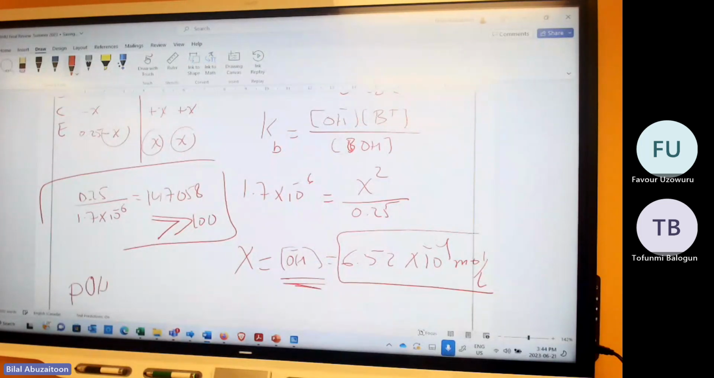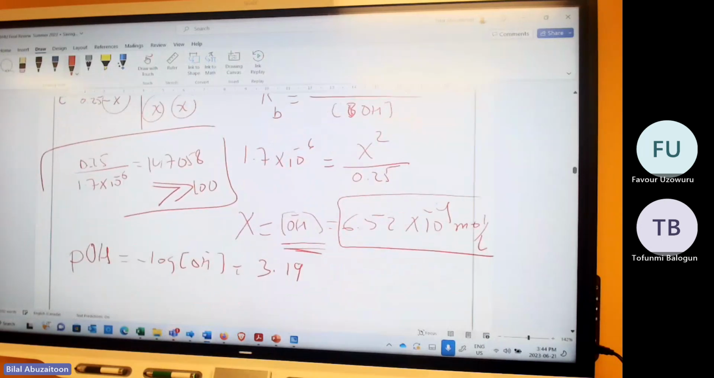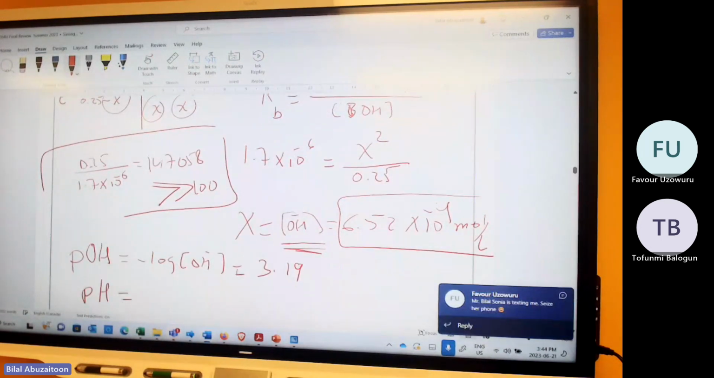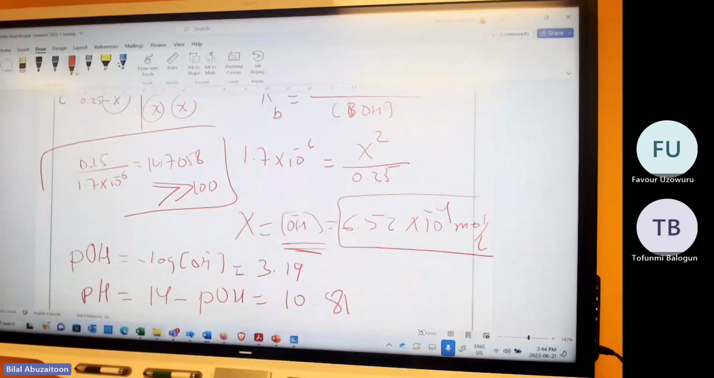What can I find from the concentration of OH minus? pOH, right? Equals minus log the answer, equals 3.1819. Okay, so in this case pH equals 14 minus pOH, equals 10.81. This is the pH.